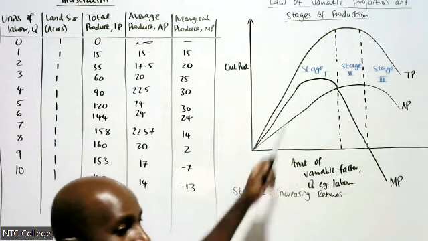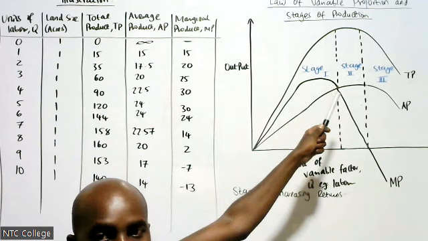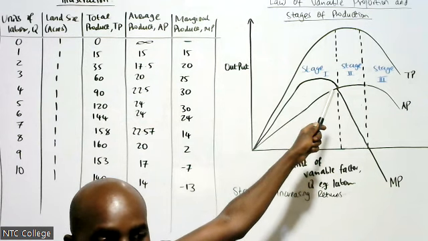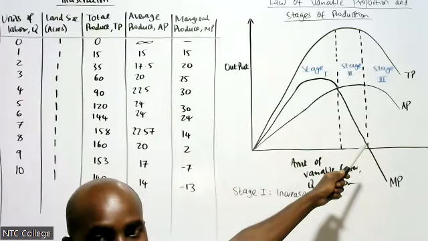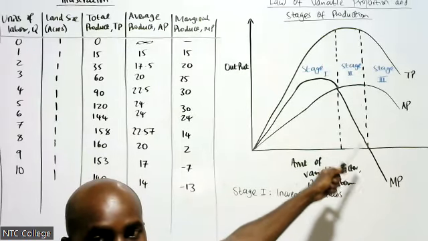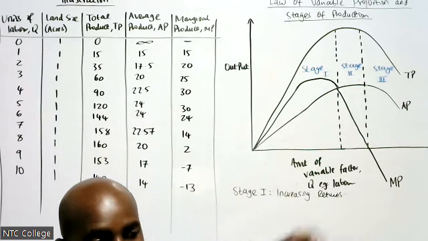So I hope you can notice some of these things here, like there is an intersection point where stage two is beginning, and then we also have an intersection here at the end of stage two, where the marginal product curve is at 0.